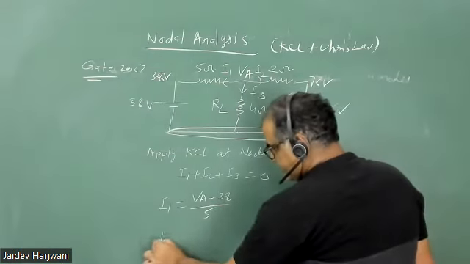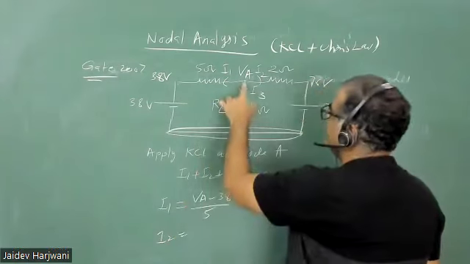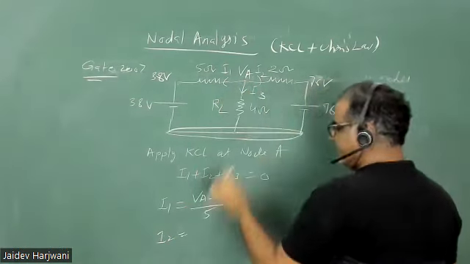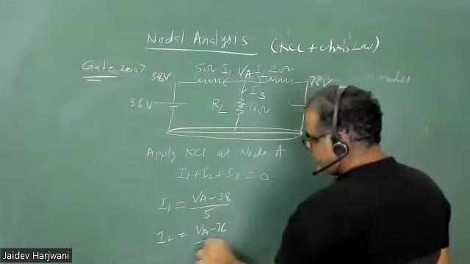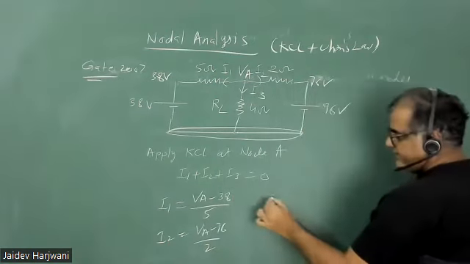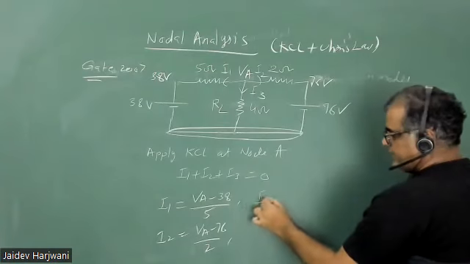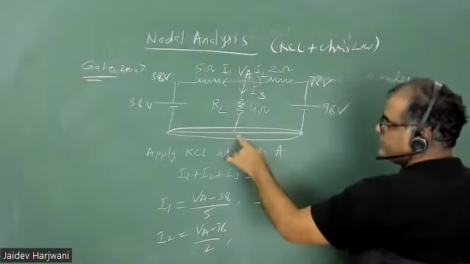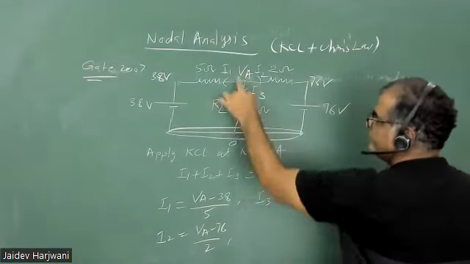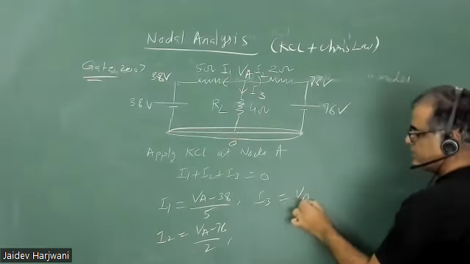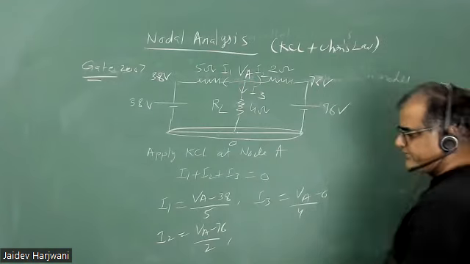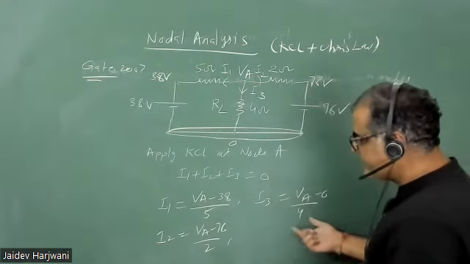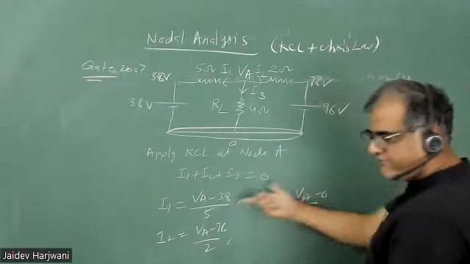Okay, I2 will be what? I2 will be VA minus 76 divided by this 2 ohm. And I3 will be VA minus 0, this whole is 0, upon 4. So this is my I1 plus I2 plus I3 value. Put here, solve this and find out VA.